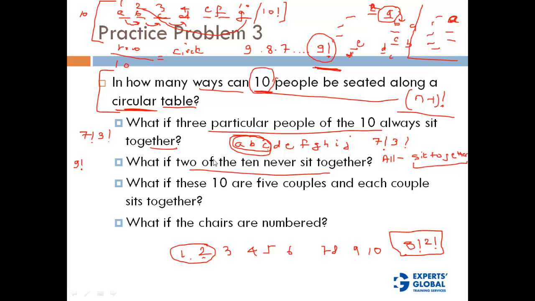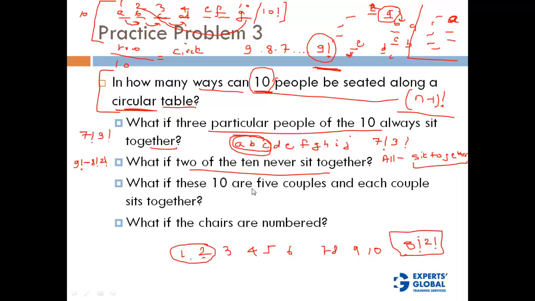But I want them never to sit together. That means I'll subtract these many cases from all cases. All cases is 9 factorial minus these many cases, 8 factorial times 2 factorial. So this is the number of cases in which 2 of the 10 people never sit together.